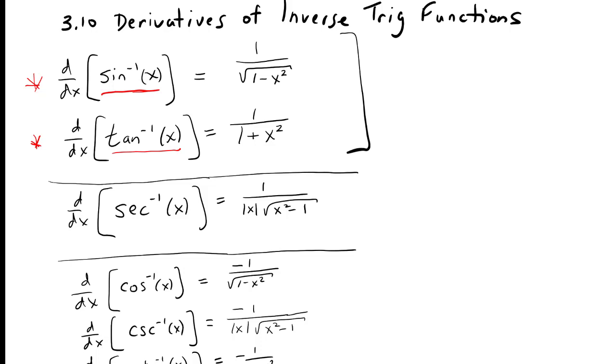As it turns out, the next most important one is actually the derivative of inverse secant, which is 1 over the absolute value of x times the square root of x squared minus 1. And then inverse cosine, inverse cosecant, and inverse cotan are as follows down here. Now, again, these are not ones that you have to memorize. You should know the first two, but the remaining 4 you could always look up.